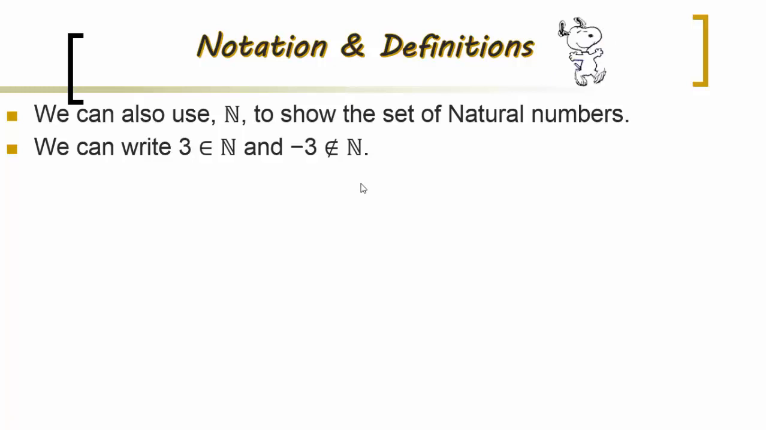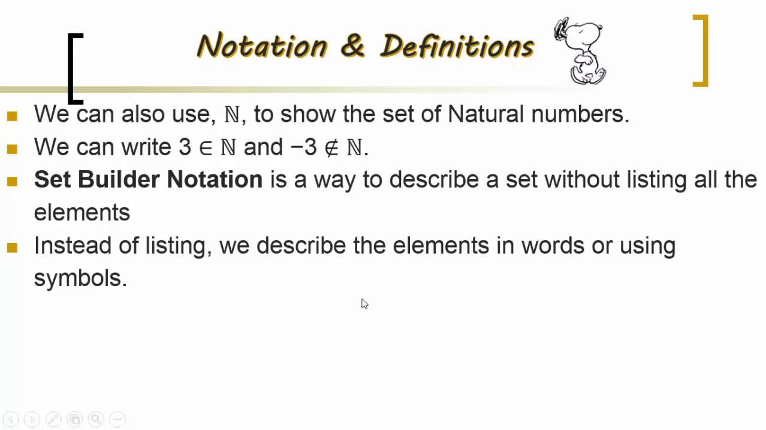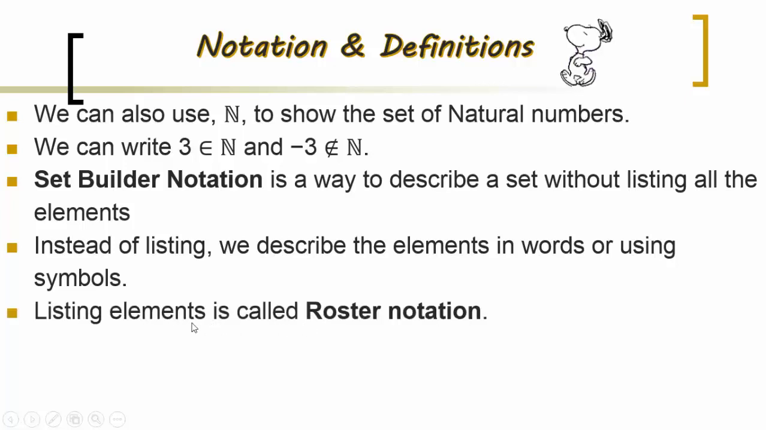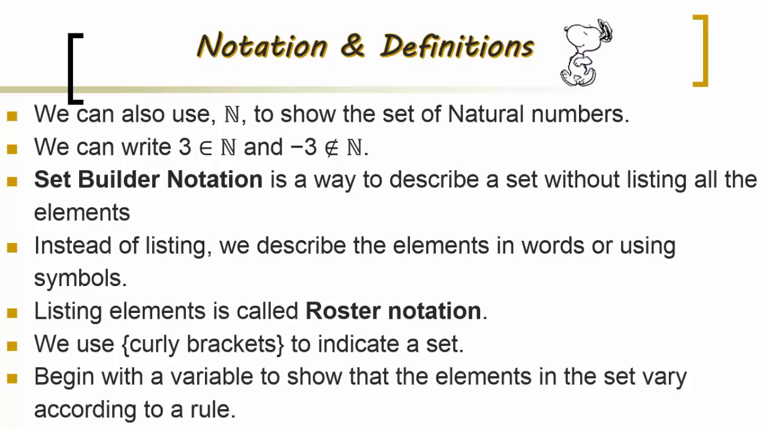Now there's a type of notation that I've mentioned earlier too, called set builder notation. This is a way to describe the set without listing all the elements. Instead of listing the elements in words or symbols, we use this particular notation. When we do list the elements, we call it the roster notation. And we use curly brackets to indicate a set as usual.